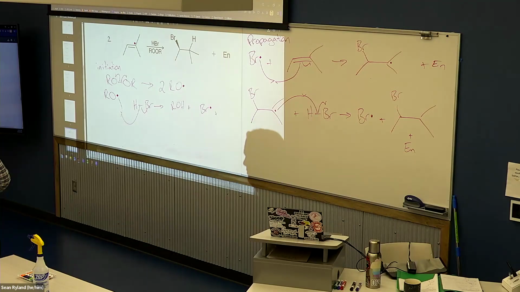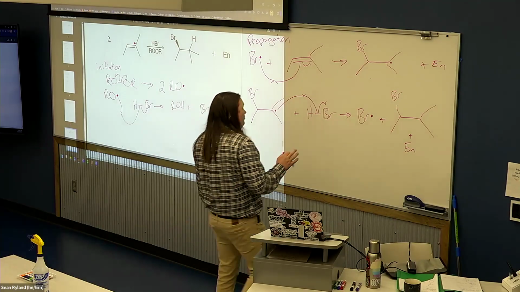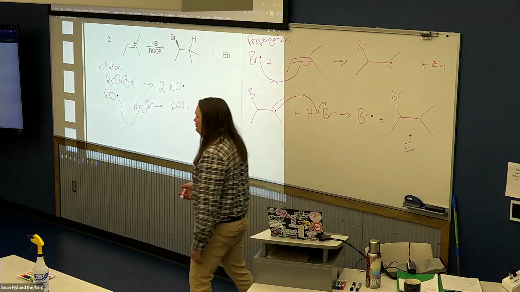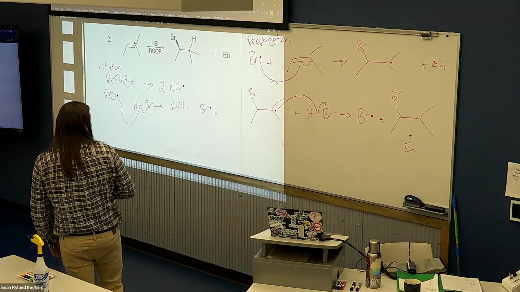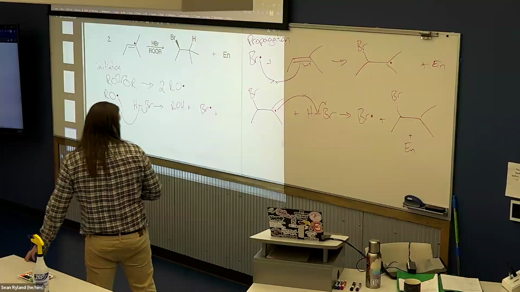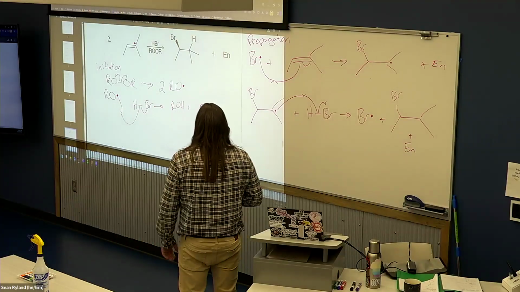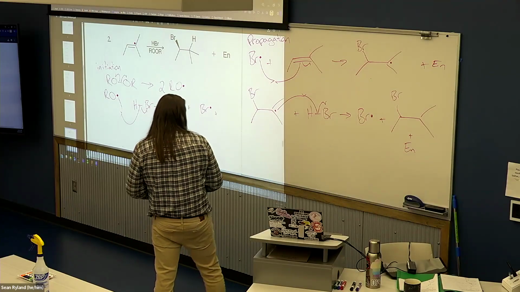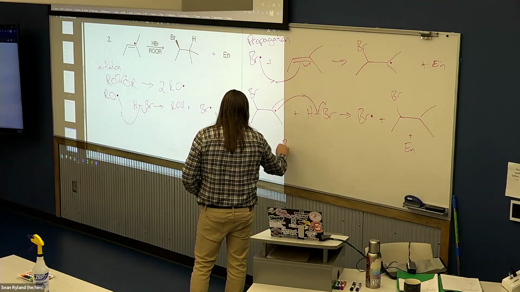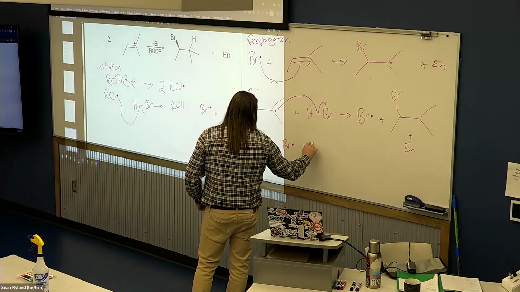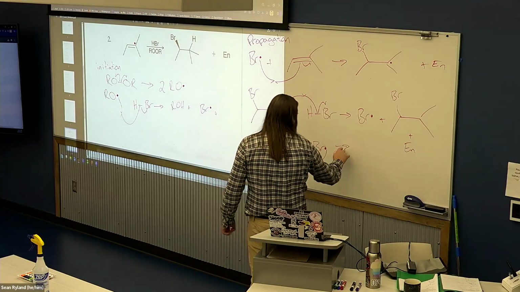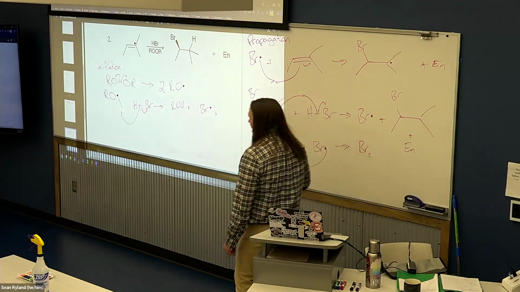And for the termination step for this one, this is the one where we said don't worry about which ones specifically are running into each other. Just pick any two radicals that you drew and draw them counteracting each other. Right, but these are the four important steps, and then termination, as long as you show me something, could even just be bromine radical plus bromine radical to make Br2. That would be fine.